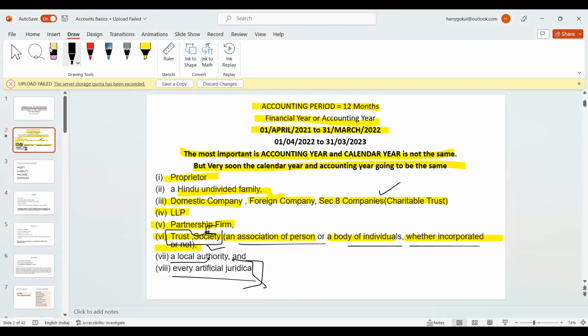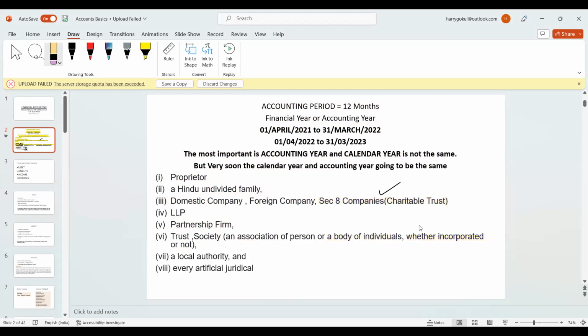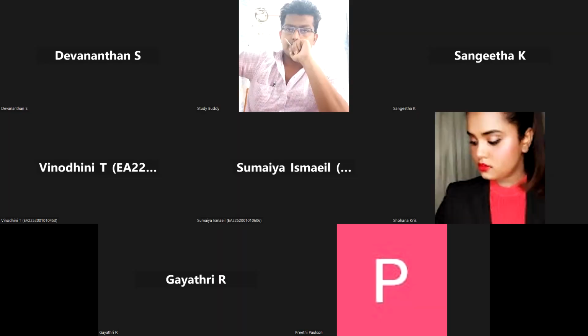Once again, there is some issue with this PDF, I mean PPT. Once again, I need to change it. I think I took it from the drive.